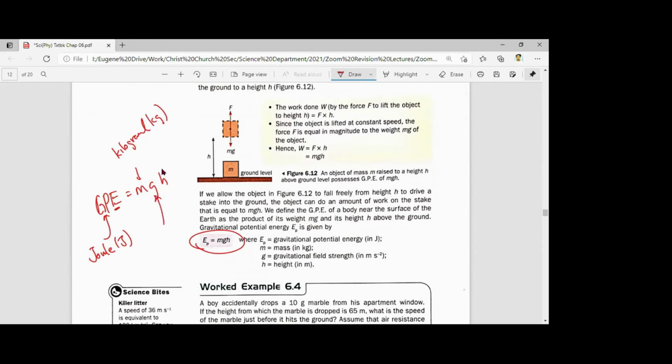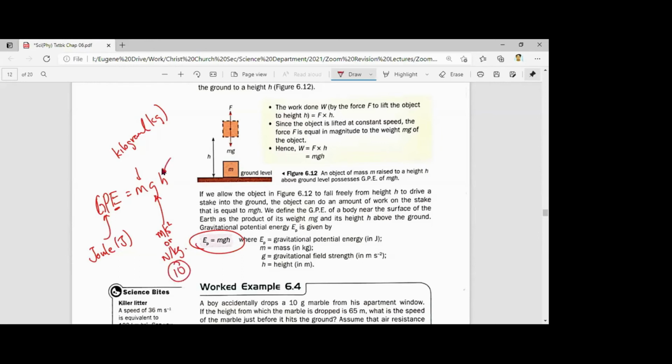G, I think most of you know, is what you all call gravity, or gravitational acceleration, or gravitational field strength. This is normally in meter per second square or Newton per kg. Most of us recognize that G normally will have a value of 10.